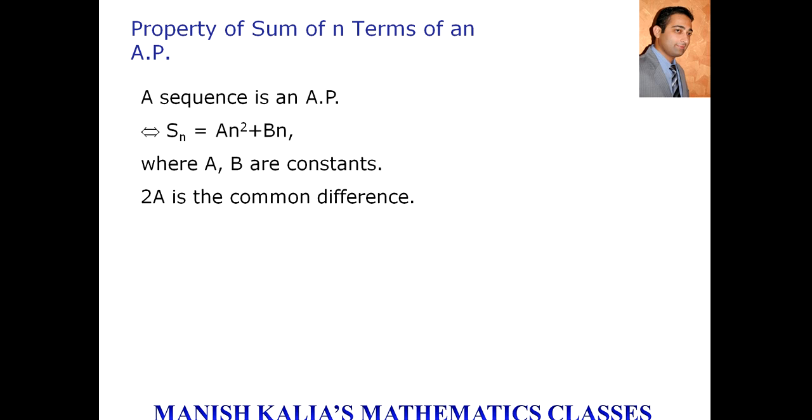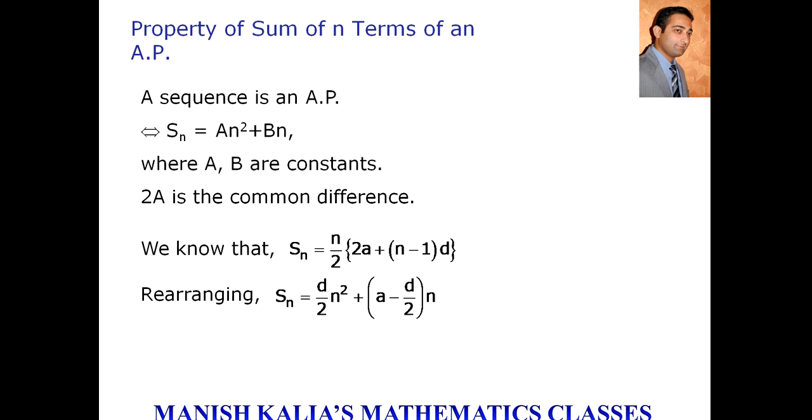Another property is for the sum of the terms of an AP. If the sum of a sequence which is an AP is an square plus bn, where the coefficient of n square is a, then we can easily calculate the common difference, which will be twice the coefficient of n square, in this case 2a. We can easily prove that.